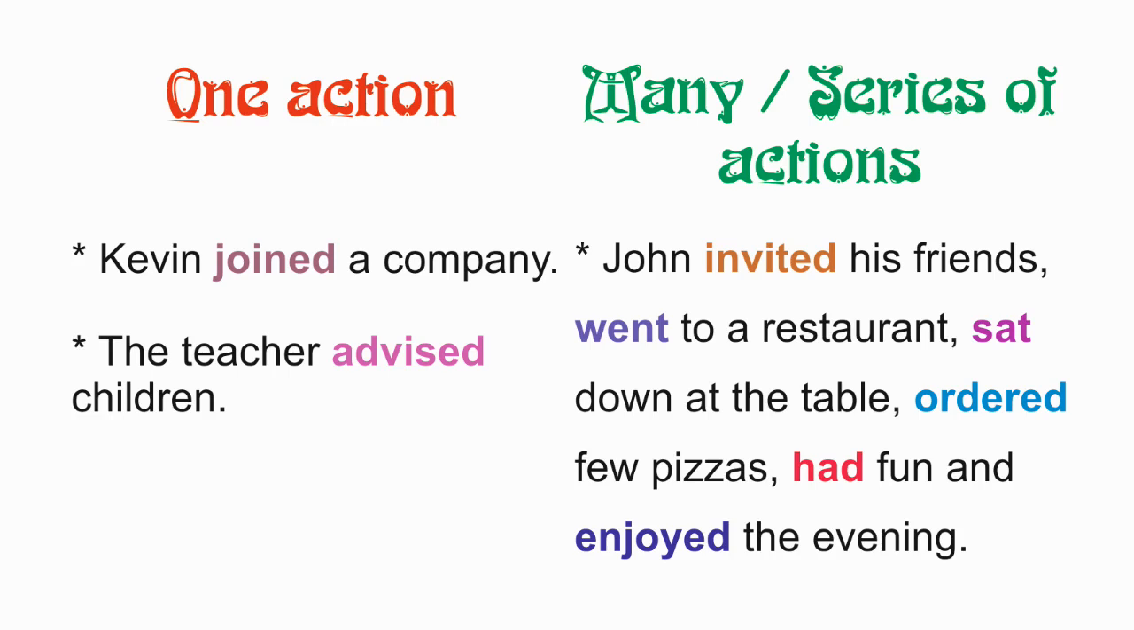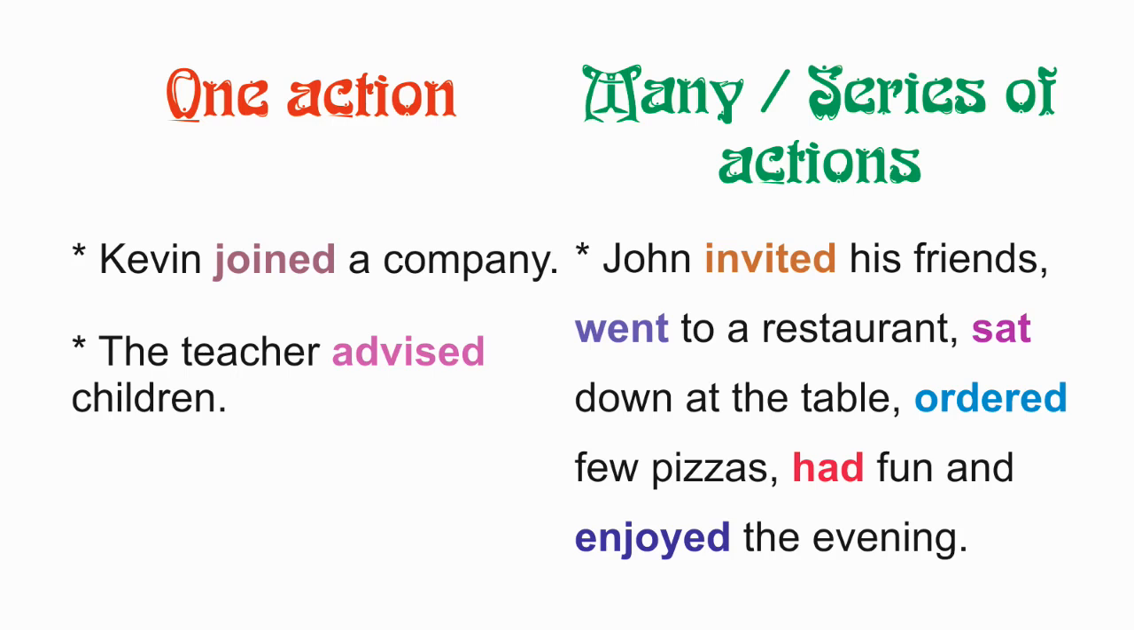Moving on with many actions, John invited his friends, went to a restaurant, sat down at the table, ordered a few pizzas, had fun and enjoyed the evening. Here in this sentence, we have many verbs like invited, went, sat, ordered, had and enjoyed. So many verbs are used to show past tense.